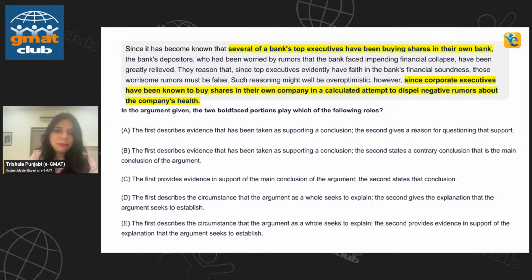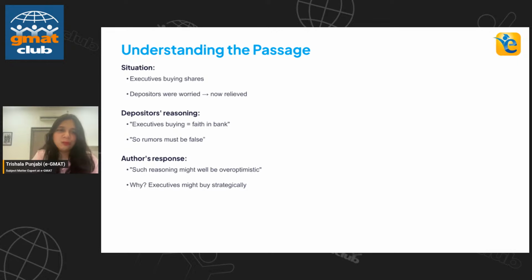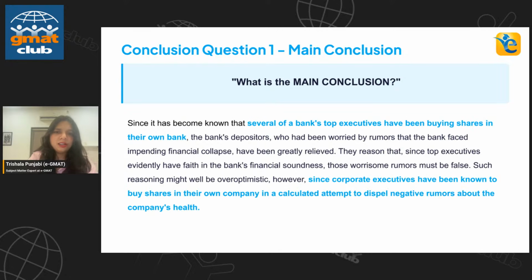Okay. Perfect. All right, now I'll follow the normal thing. What is happening in the passage? If we go on to passage understanding, there is some situation, right? Executives are buying shares and depositors were worried, who are basically now relieved. So, what is the depositor's reasoning? That because executives are buying, there must be some kind of faith in the bank, hence the rumors must be false. And what is the author's response? That such reasoning might as well be over optimistic. Why? Because executives might buy strategically. All right. So, what is the main conclusion here?